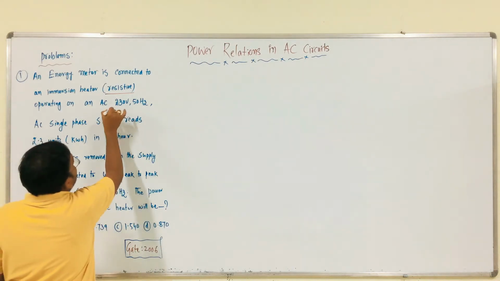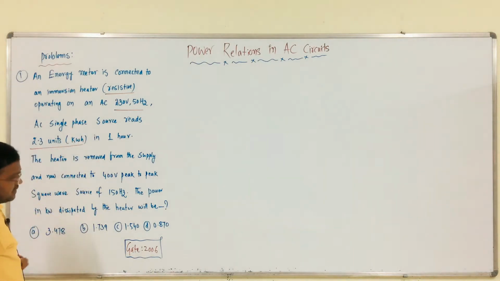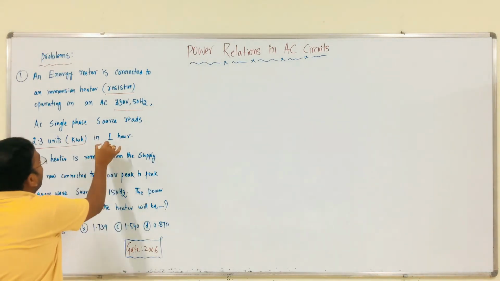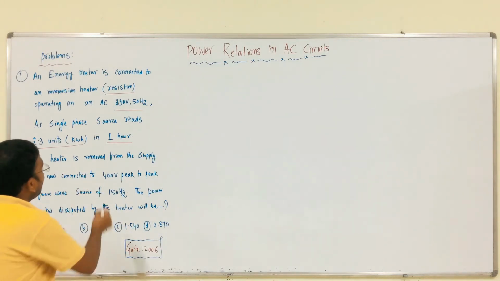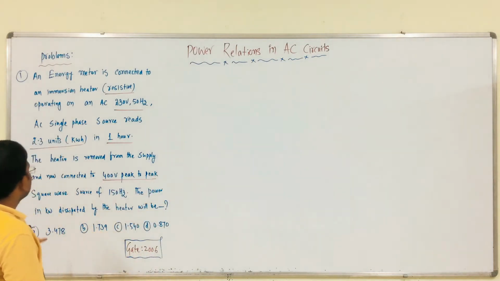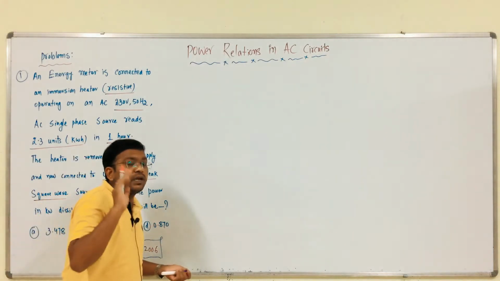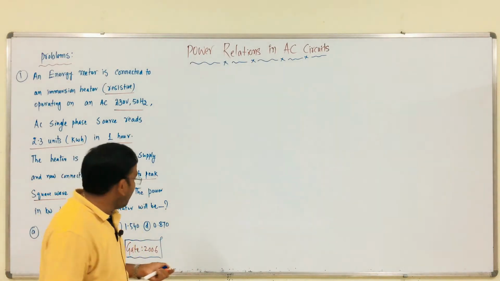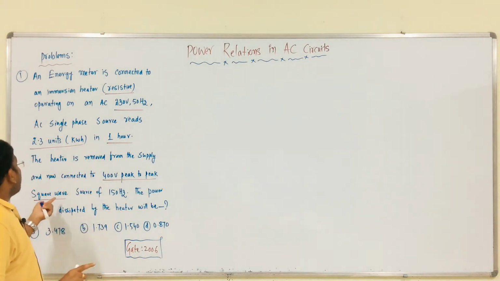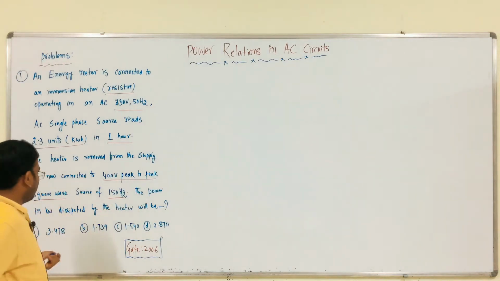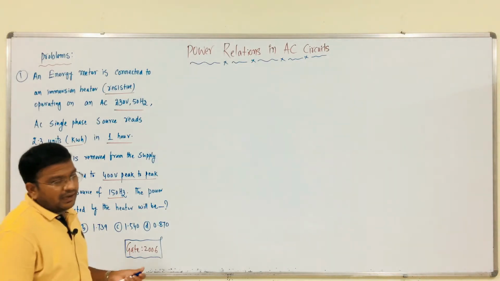an AC 230 volts 50 hertz single phase source, reads 2.3 units of energy in 1 hour. The heater is removed from the supply and now connected to a 400 volts peak to peak square wave source. So, first it is connected to what? Single phase AC 230 volts 50 hertz supply. Later it is connected to a 400 volts peak to peak square wave source of 150 hertz. Then the power dissipated in kilowatts by the heater will be what? We have to calculate.